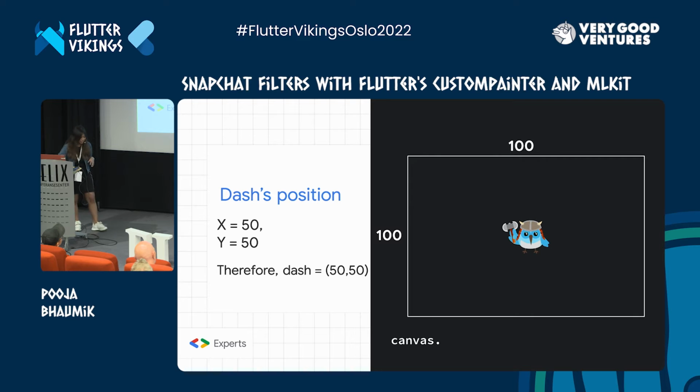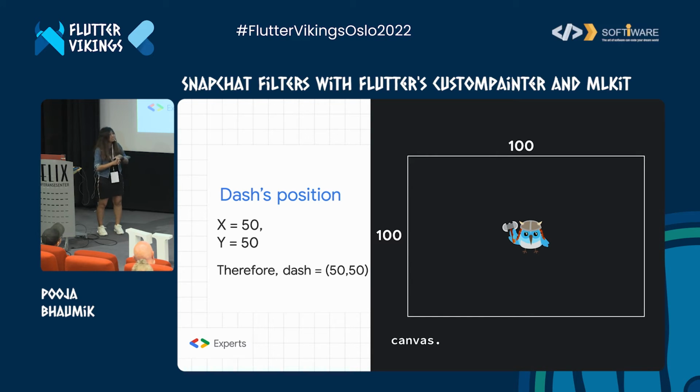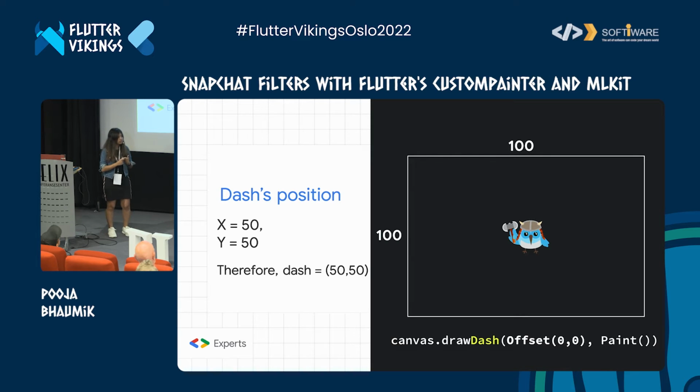So before I actually say bye bye to Dash, I forgot to mention how we moved Dash to the center, or how we changed the X and Y. We have the Canvas API, which has something like draw something. In this case draw dash is not an actual API, but it could be draw circle, draw rectangle. Usually it will start at an offset of 0, 0, the initial position, but we want to move it to a certain X and Y, and that is why we need offset.